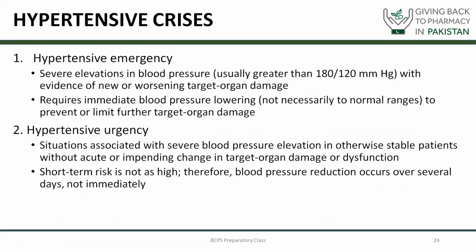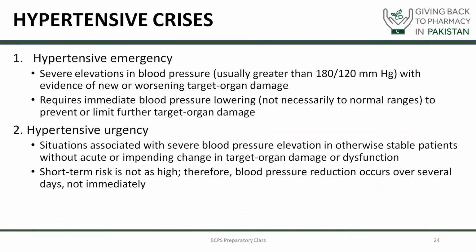There is another medical condition which comes in this exam: hypertensive crisis. There are 2 kinds of hypertensive crisis: hypertensive emergency and hypertensive urgency. In emergency, usually your blood pressure is greater than 180 over 120 with evidence of new or worsening target organ damage. This means there can be MI, there could be hemorrhage, there can be kidney failure, there could be retinal damage.